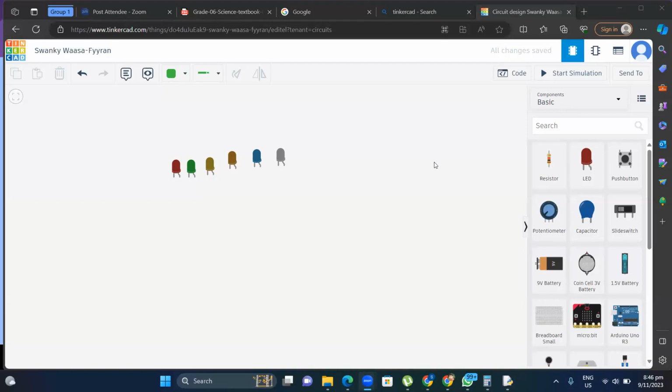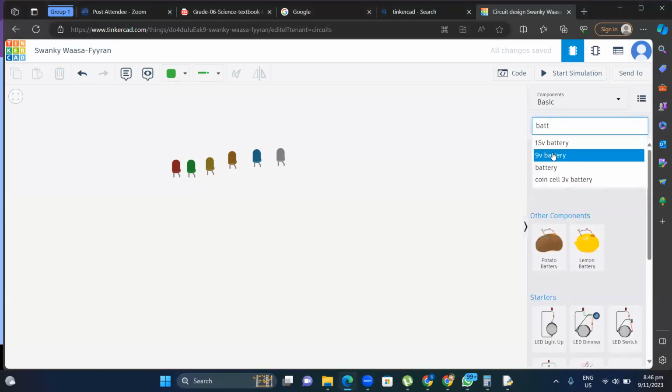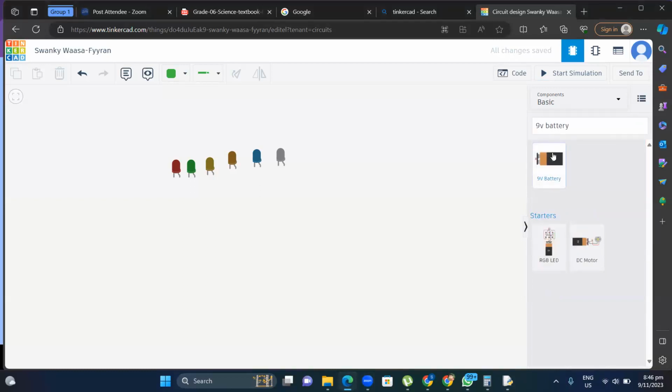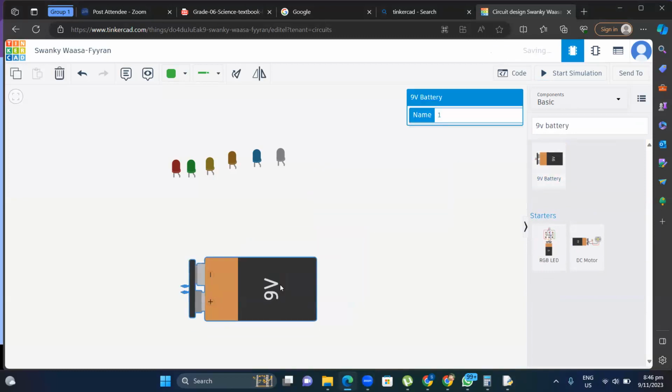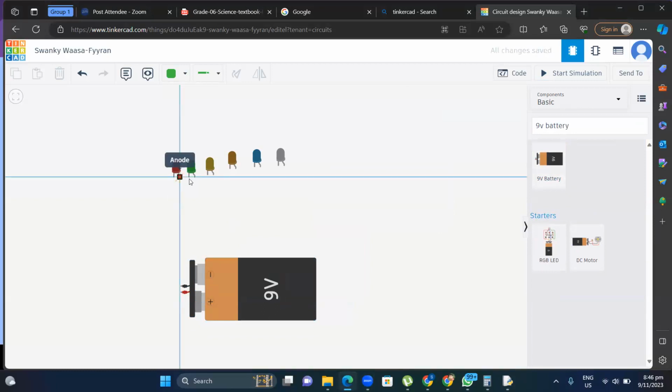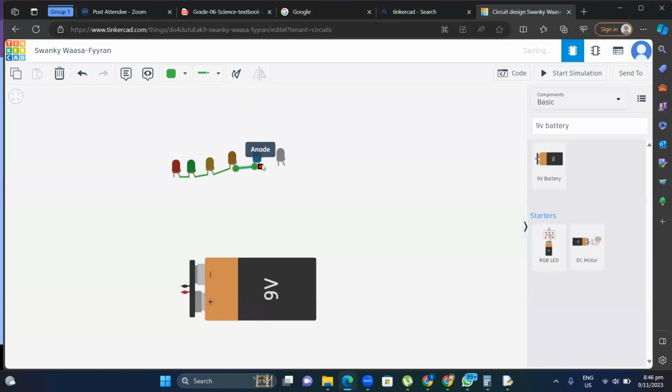Finish it first. Get a battery and connect it. I'm taking a 9-volt battery. Let's try to connect this now. Okay, this is anode and I'm connecting to cathode. Anode to cathode. This is a serial connection, right? Anode to cathode.